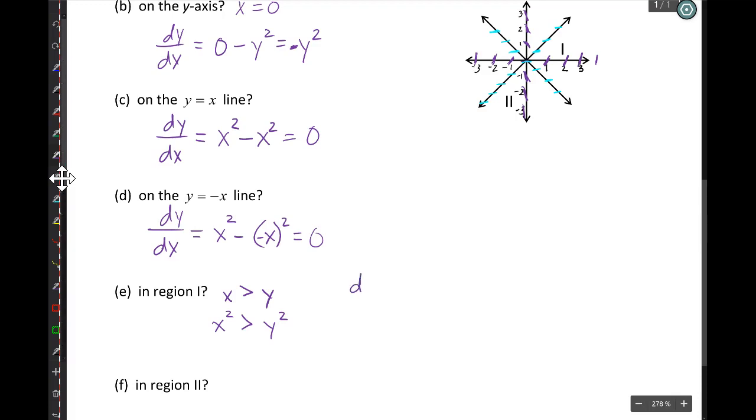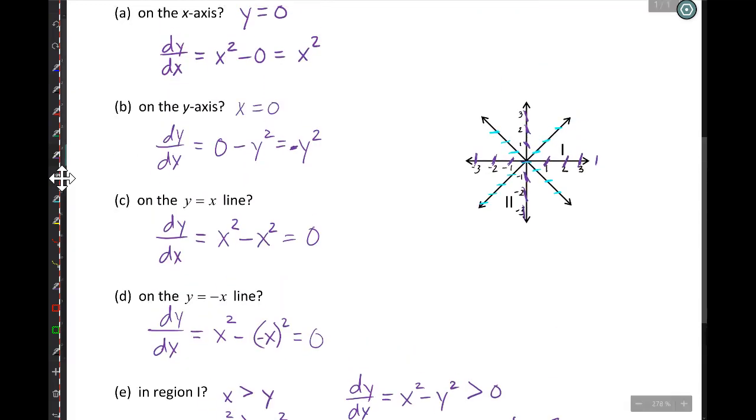Remember, our dy/dx is x squared minus y squared. So x squared minus y squared would be bigger than 0. So dy/dx is bigger than 0, and all my slopes in this region are going to be positive. As x gets bigger, the slopes will get bigger. I'll do these in red. So we've got positive slopes, and they actually get really big pretty fast.